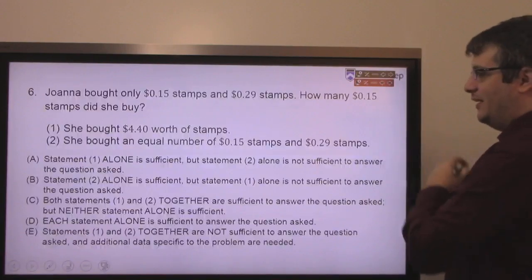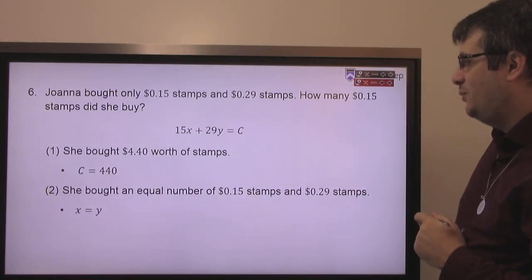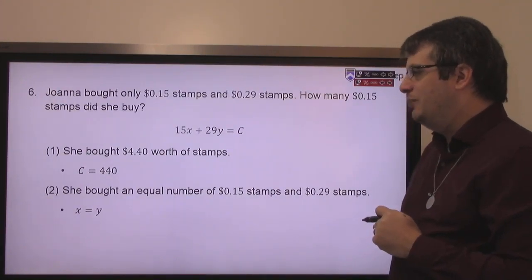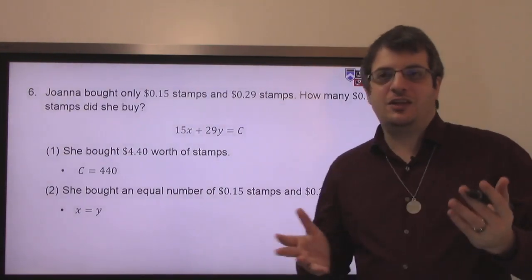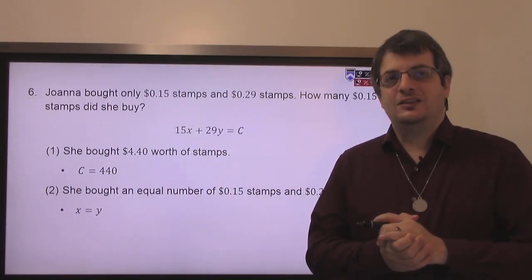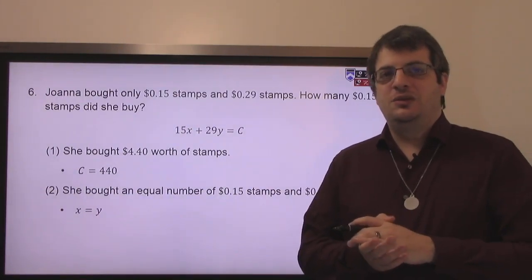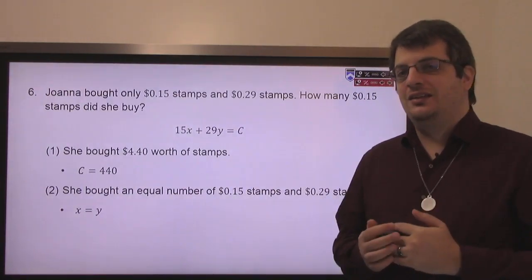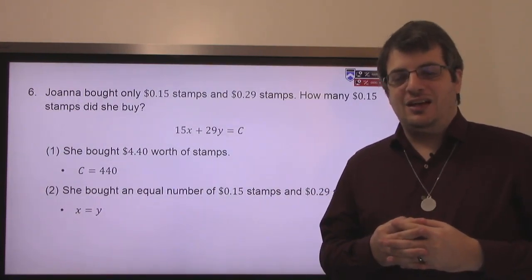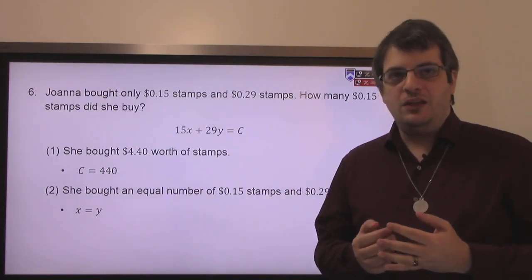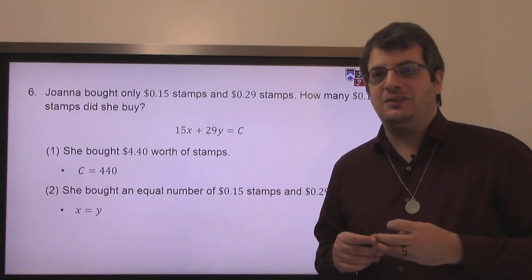So, let's write down the equations. Fairly simple: 15x plus 29y equals some constant. I don't know what the constant is. I don't know how much money she spent. Statement 1 tells me the constant is 440. Statement 2 tells me she bought an equal number of stamps of each kind. I'm going to start by pointing out that statement 2 is definitely not sufficient, right? She bought an equal number of 15 and 29 cent stamps. I don't know how much she spent.